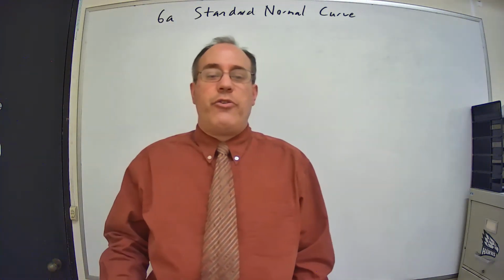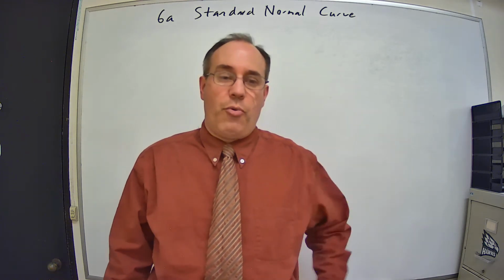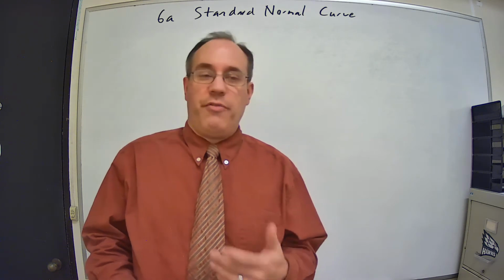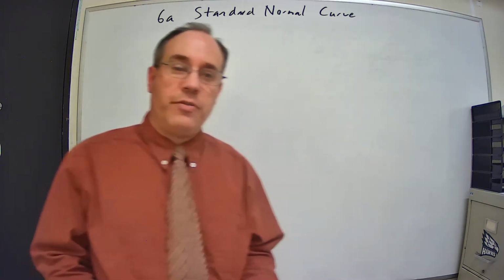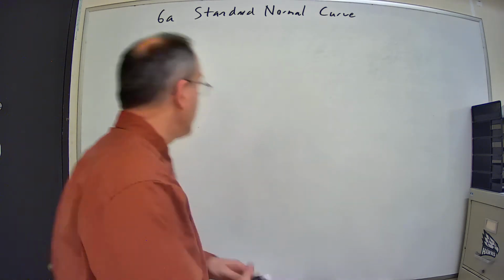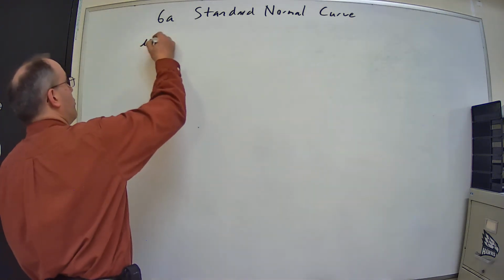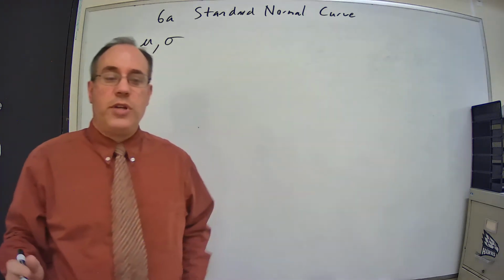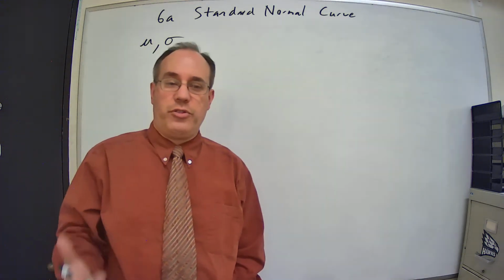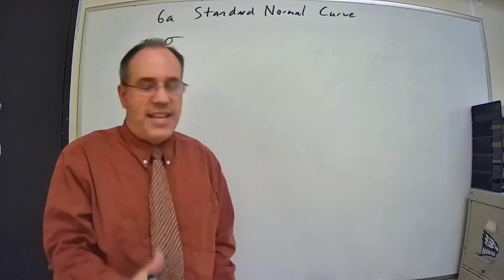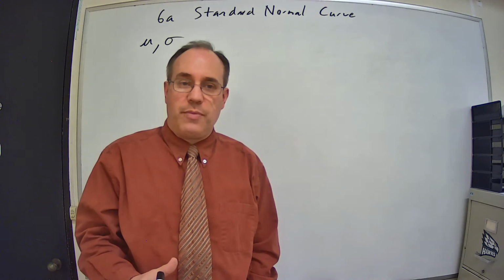6a, the standard normal curve. So we've talked about normal distributions. In fact, we said that the normal distribution was defined by the mean and the standard deviation. So mu and sigma define a normal distribution. When we talk about a standard normal distribution or a standard normal curve, it means that we have a set value that we're going to use.